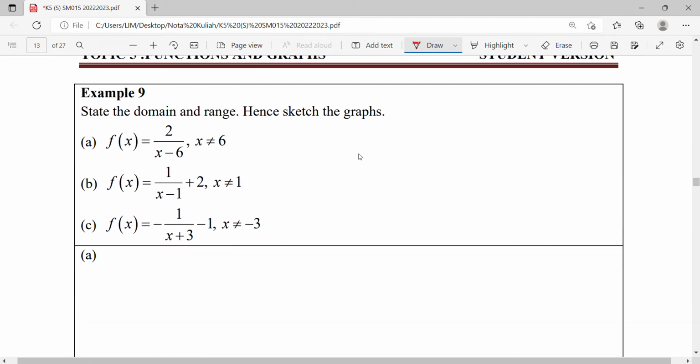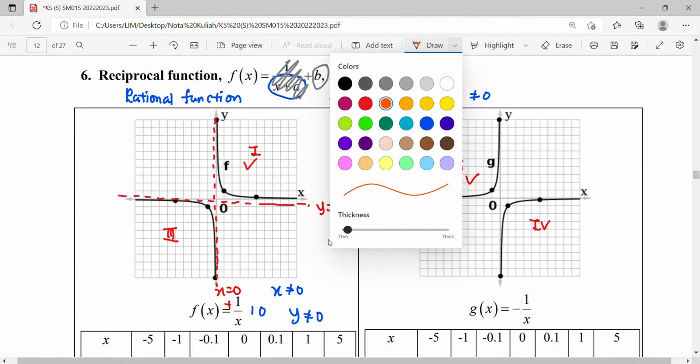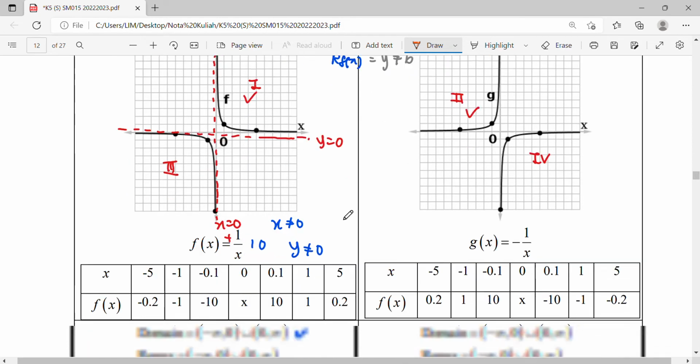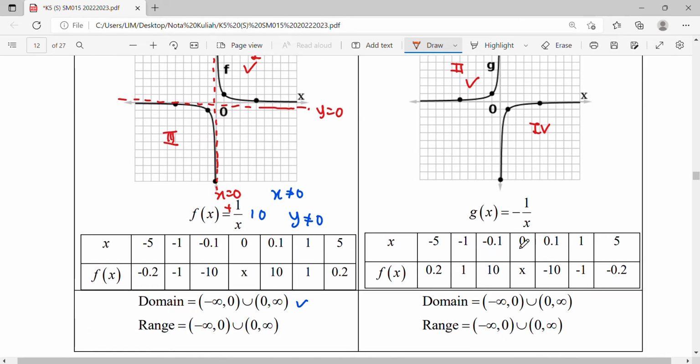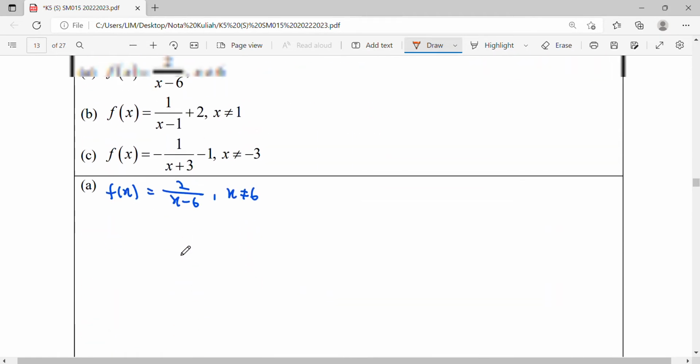So let's see the example for question A. The function equals 2 over x minus 6. So x cannot be equal to 6. When we're doing the rational, one thing we have to be careful about is to make sure the rational is a proper fraction. So what is a proper fraction? This one we can carry out in topic 6 to find out what a proper rational is. It means up here is a constant, down here is a linear, then it will be a proper fraction.